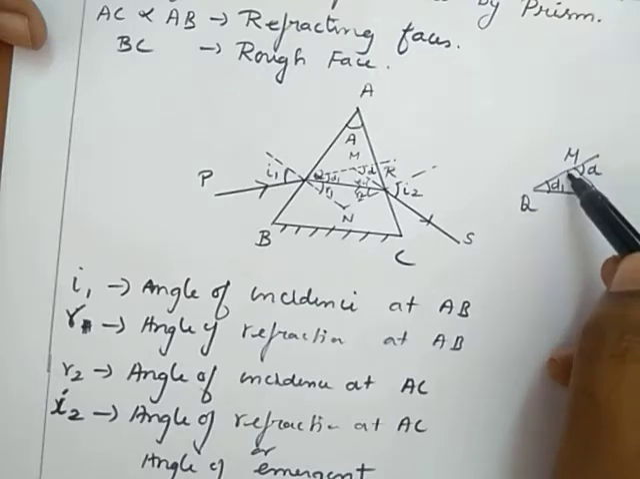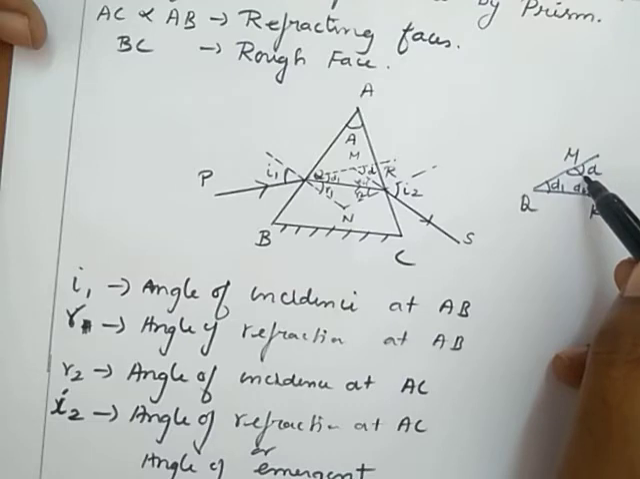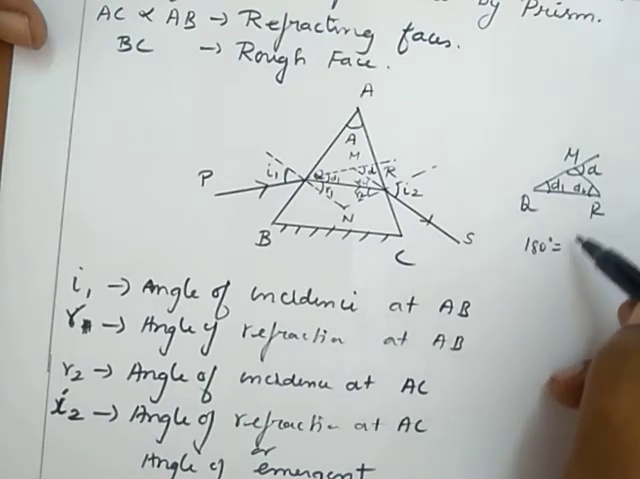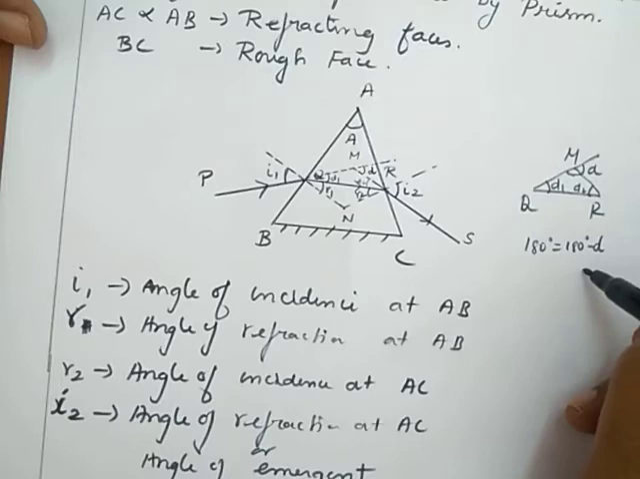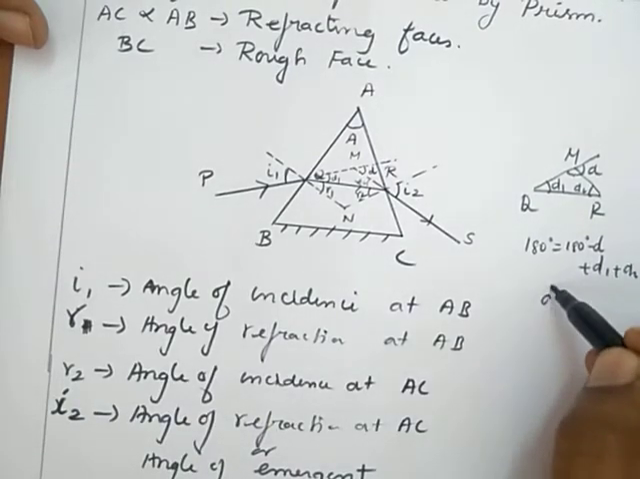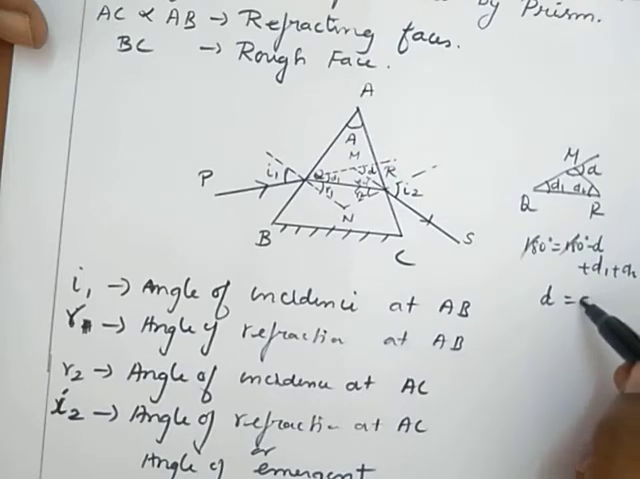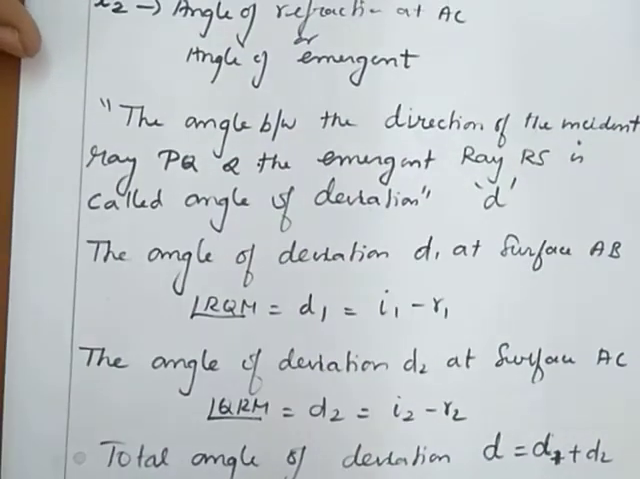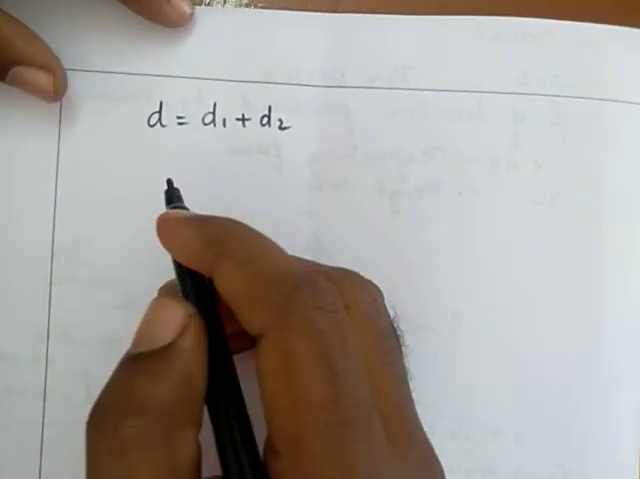We can write this angle as 180 minus D. We know the summation of angles in a triangle will be 180 degrees. Then 180 degrees is equal to 180 minus D, plus D1 plus D2. After solving this we get D is equal to D1 plus D2.